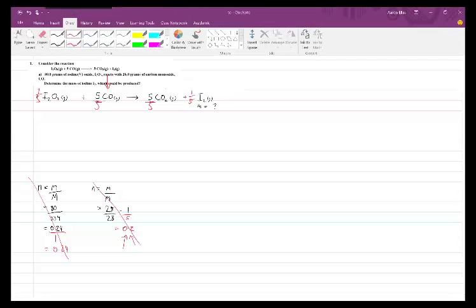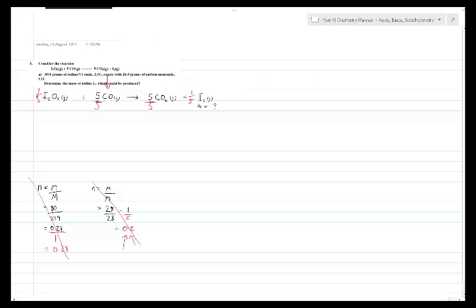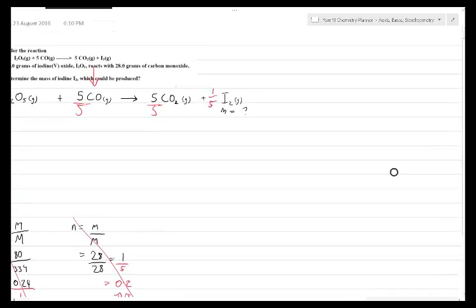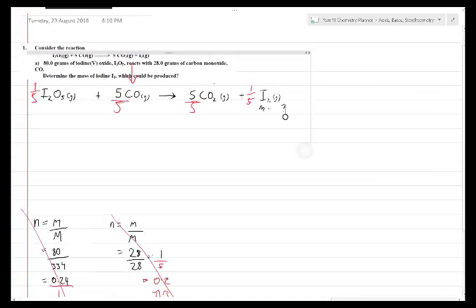Well, let's go back to our black pen. Okay, so we're looking for the mass of iodine that's been created. So, again, we need to work out our number of moles of carbon monoxide, sorry. So, we do that the same way. So the number of moles of CO is mass divided by molar mass. The mass is 28. The molar mass is 28. So the number of moles is 1.